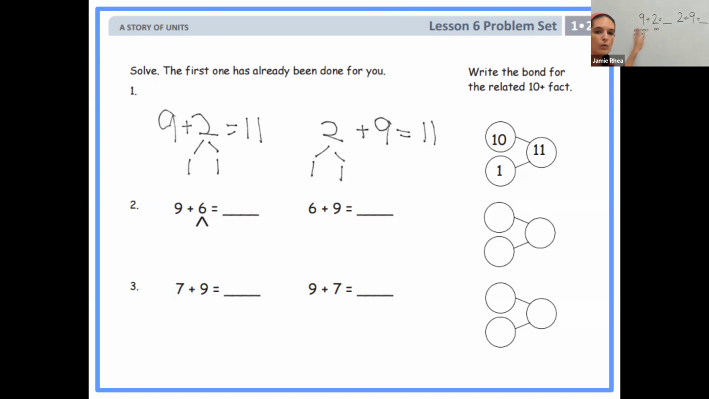Now, how many more do I need to make 10? I need 1 more. Now, I'm going to get that 1 more from my 2. So I'm going to mark this one out, and I'm going to put it right here. Now I have 10. Okay, there's my 10. How many did I have left over here? I had 1. So I'm actually going to slide this down.